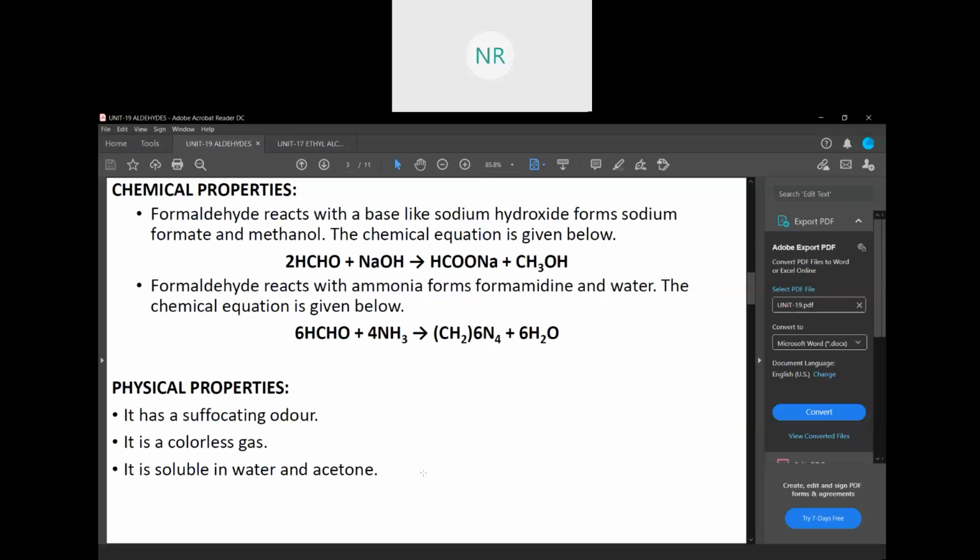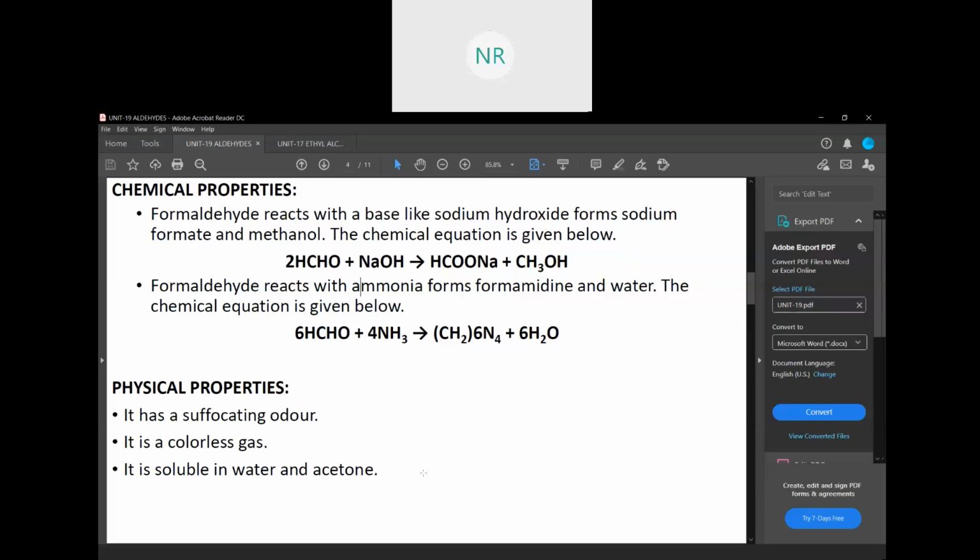So what are the chemical properties? Formaldehyde reacts with a base like sodium hydroxide, forming sodium formate and methyl alcohol. The chemical reaction is 2HCHO plus sodium hydroxide gives you HCOONa plus CH3OH. Next, formaldehyde reacts with ammonia, forming formamidine and water. Ammonia is nothing but NH3.